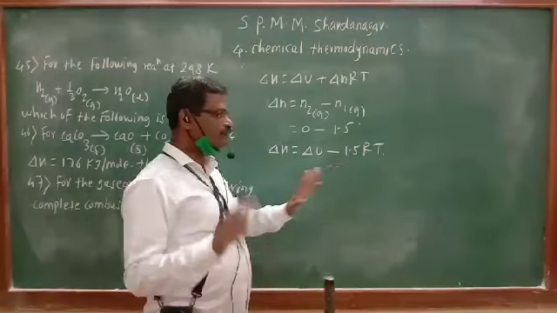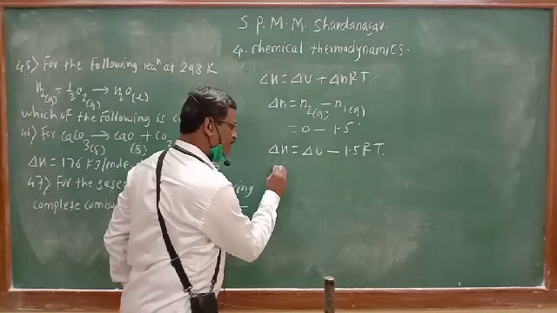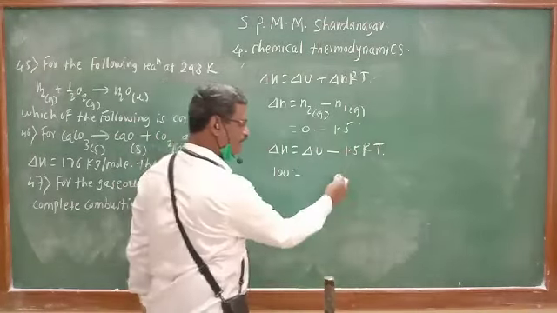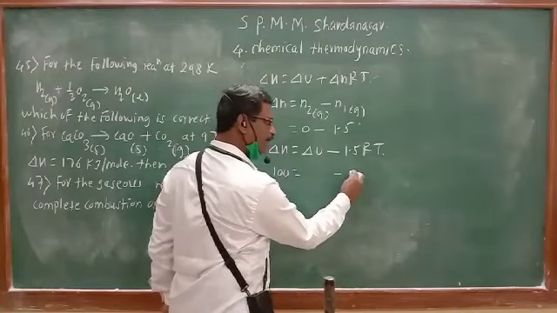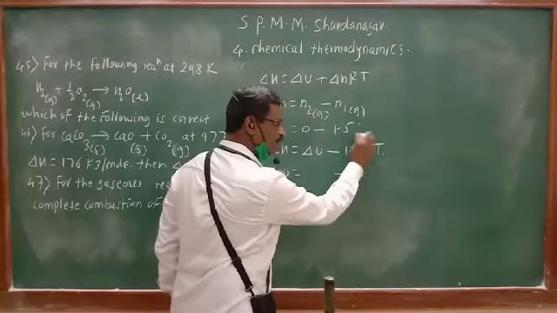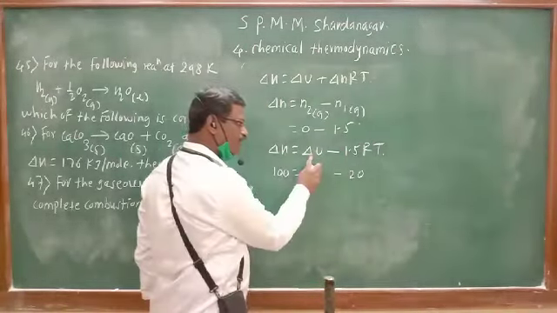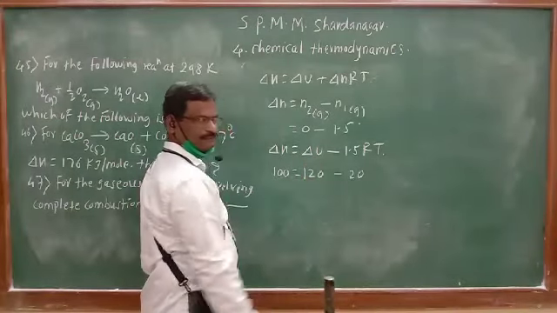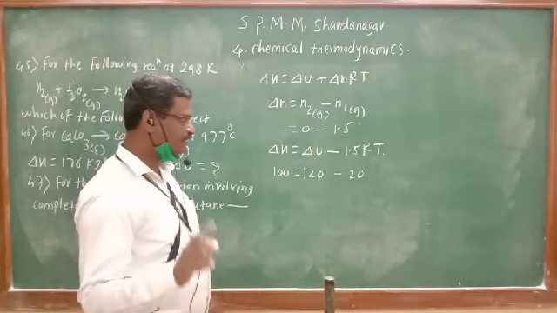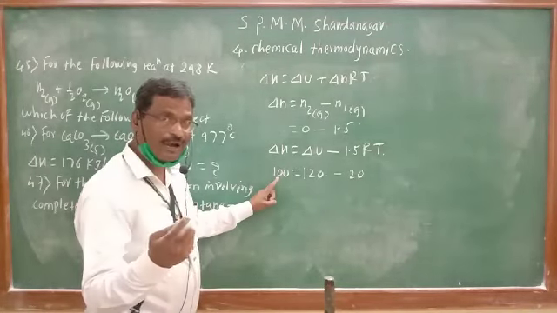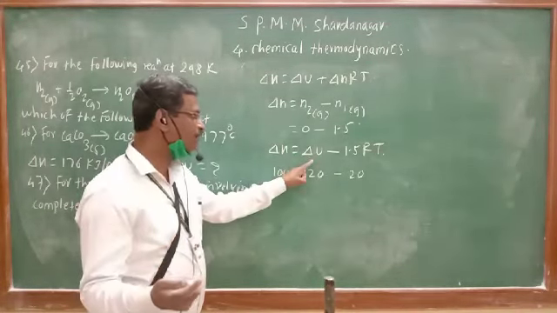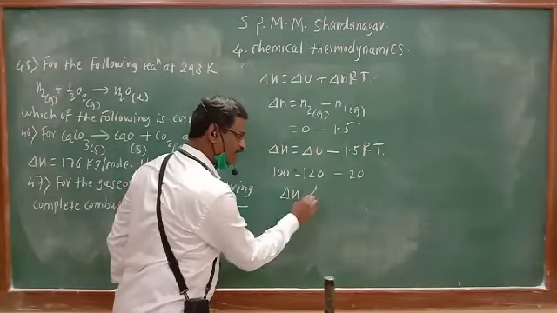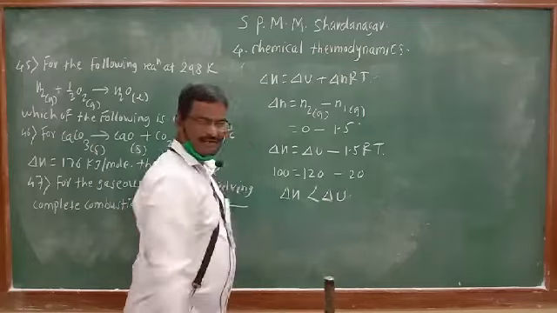Now suppose this is 100, and this is 20. See here, this answer comes equal to 20. What is this delta U? It must be 120. Is it right? Therefore, which one is greater now? Delta U is greater than delta H, or we can write delta H is less than delta U.